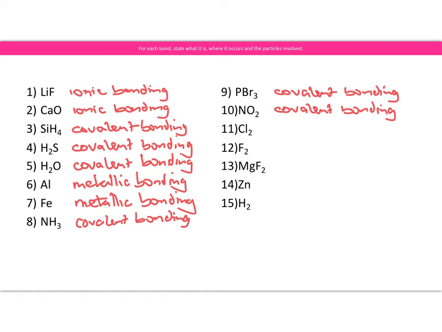Then chlorine. Chlorine is a non-metal. There may be two chlorine atoms, but they're obviously the same atom, so that's non-metals only, so that is also covalent bonding. Fluorine, just like chlorine, two atoms, both are the same, but they're non-metals only, so that has covalent bonding.